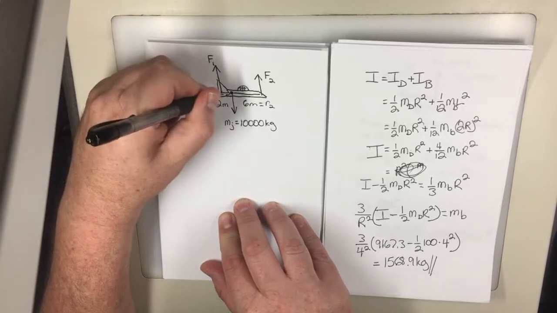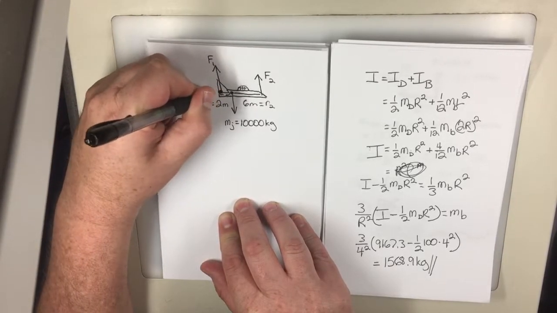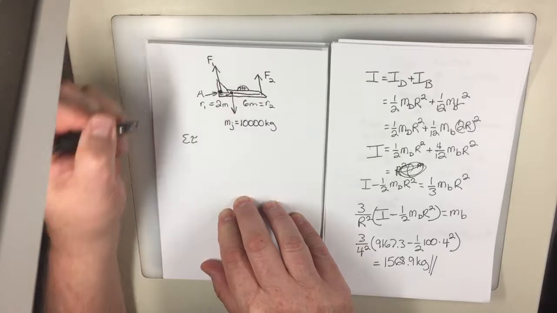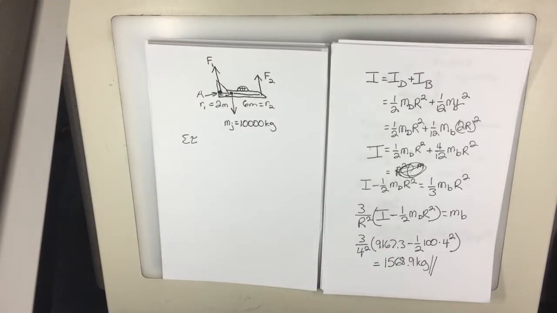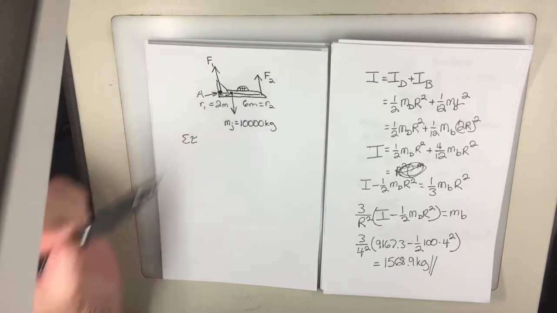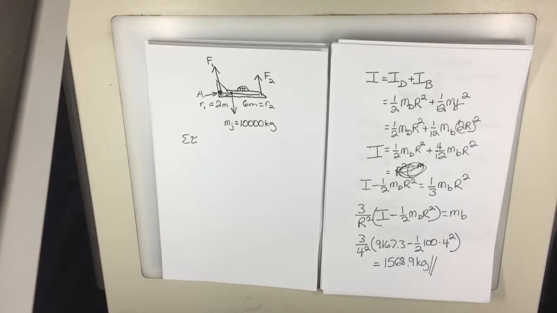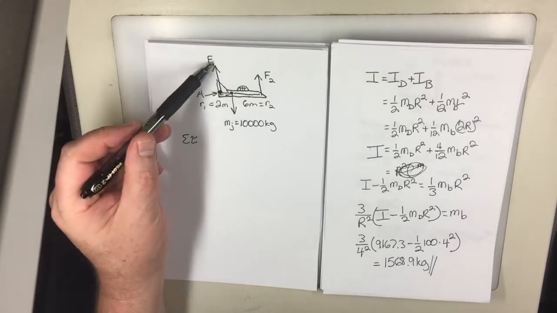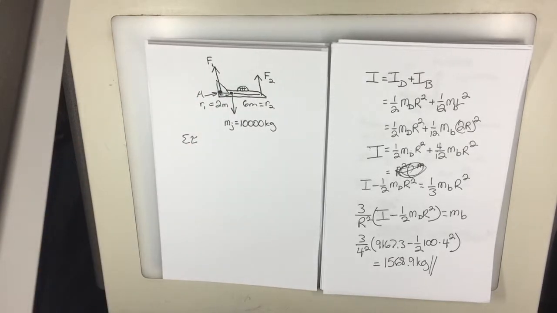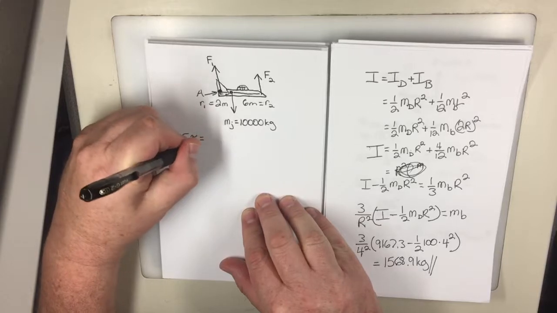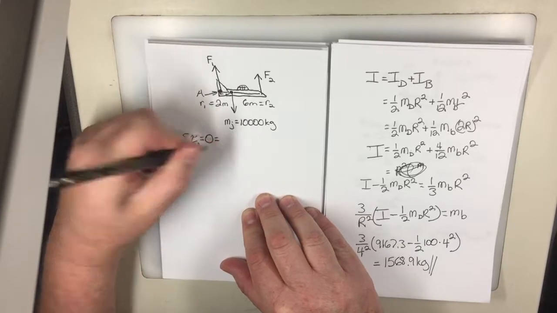around a point. I'll call that point A. The two sensible points are this point or that point. Why? Because the distance from that force to that rotation point is 0, and so I've eliminated one of the two unknowns. In this particular case, I've eliminated F1. So the sum of the torques around A is 0.